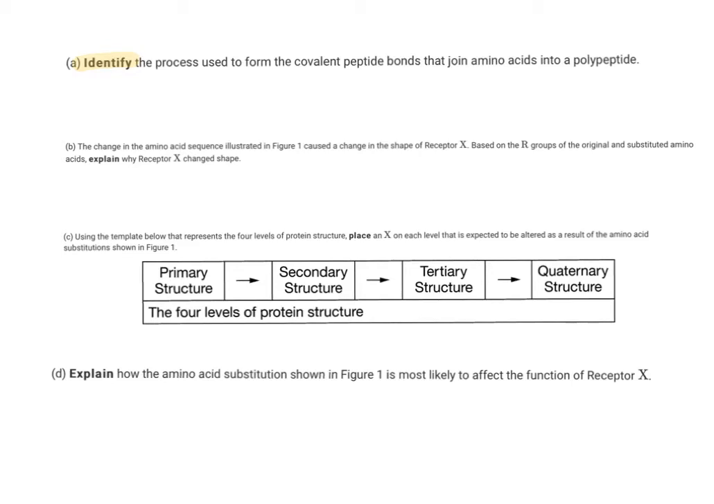So the first question here is identify the process used to form the covalent peptide bonds that join amino acids into a polypeptide. We know this, right? This is the process that builds polymers. We call this dehydration synthesis. And the question is just asking us to identify it, so we don't need to explain it. We just need to identify it.